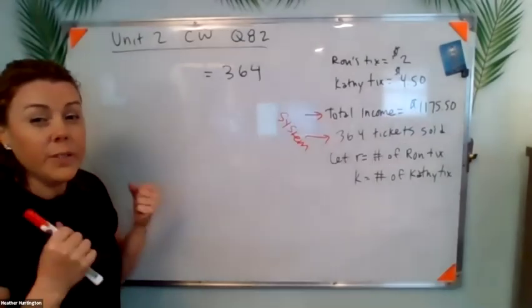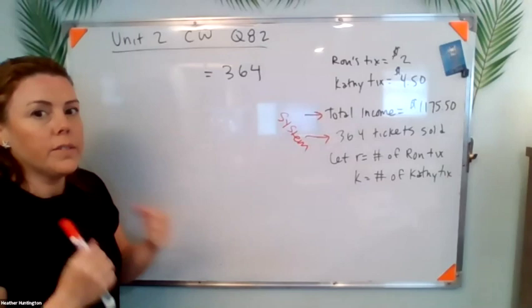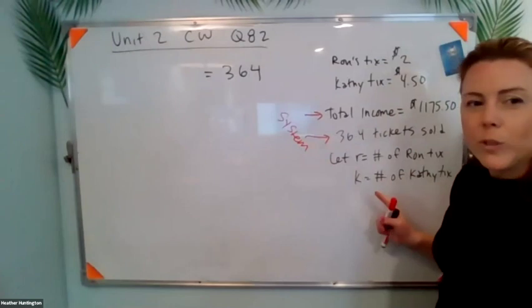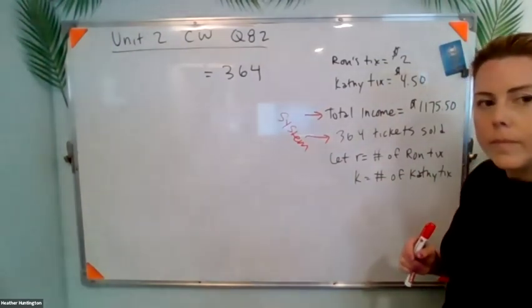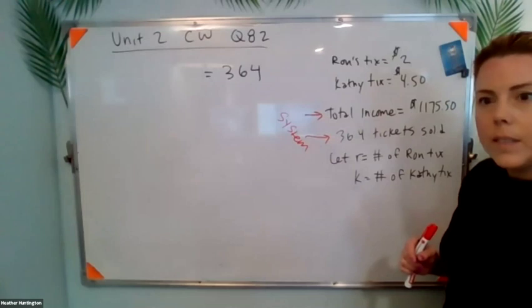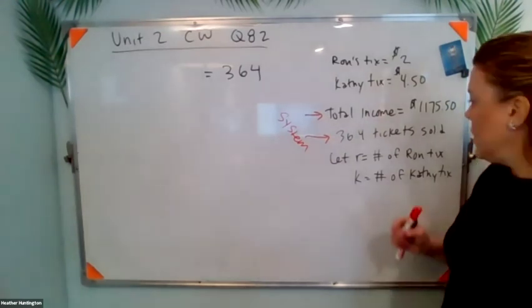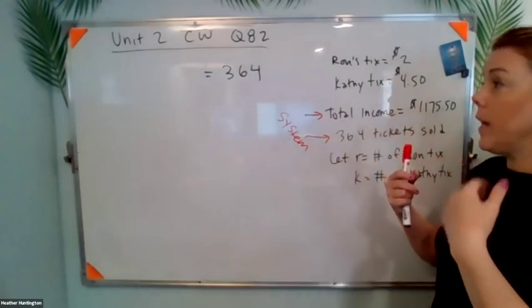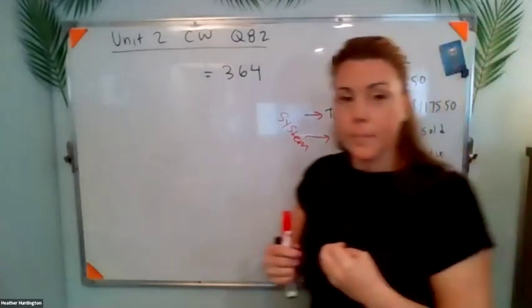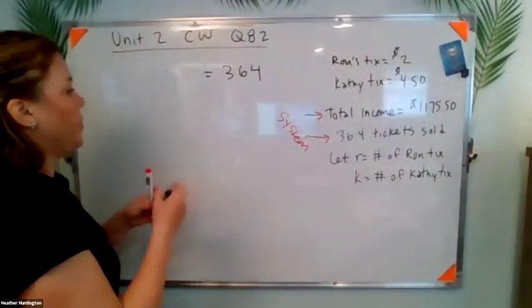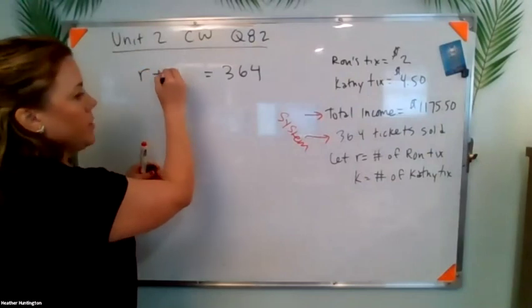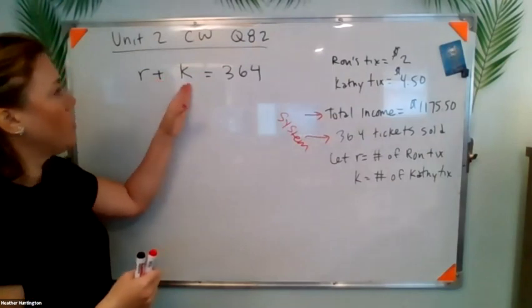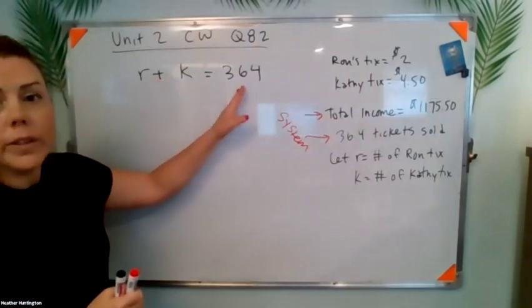A problem-solving technique, if you're stuck right now, is you can think of simpler cases. Like if Ron sold 2 tickets and Kathy sold 5, what's their total ticket sale? 7, right? Okay, so that's a simple case. Then you can think back, how did I get that? Oh, I added them together. That'll help you remember, oh okay, so that's just R plus K. The total number of tickets that Ron sold plus the total number of tickets that Kathy sold is equal to 364.